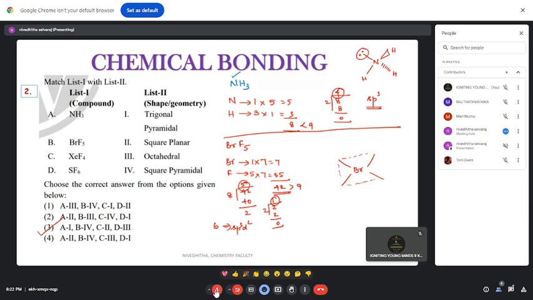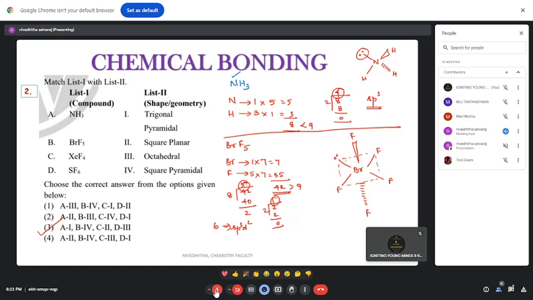If the hybridization is sp3d2, bromine can form how many chemical bonds? Bromine can form 6 chemical bonds. But in this molecule, bromine got only 5 terminal atoms, right? So I'm going to fill all the 5 terminal atoms here: 1, 2, 3, 4, 5. Now one bond is empty. This empty bond is filled with one lone pair of electrons.